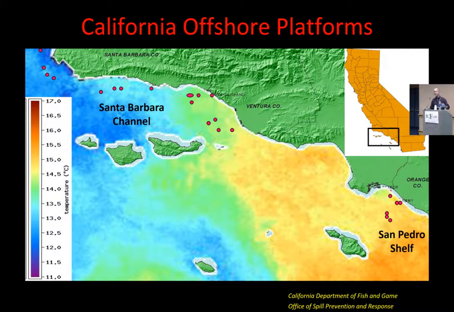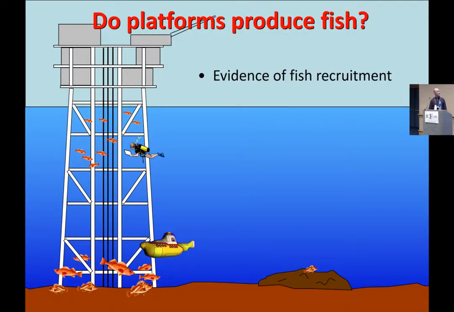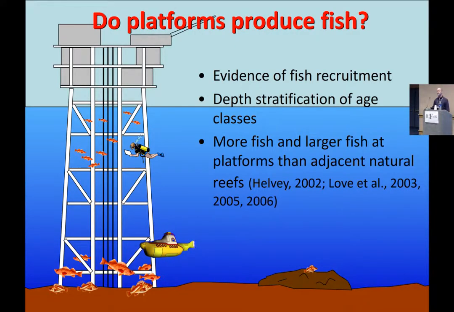Now quickly, I want to talk a little bit about some of our other artificial reef work, which is on offshore platforms in California. So the same questions and debates exist. We know that they recruit fish. Typically, they recruit to the upper parts of the platform. You get stratification of size class. And of course, we find larger fish and more fish on platforms than you do on neighboring natural reefs. The question is, do those fish stay?